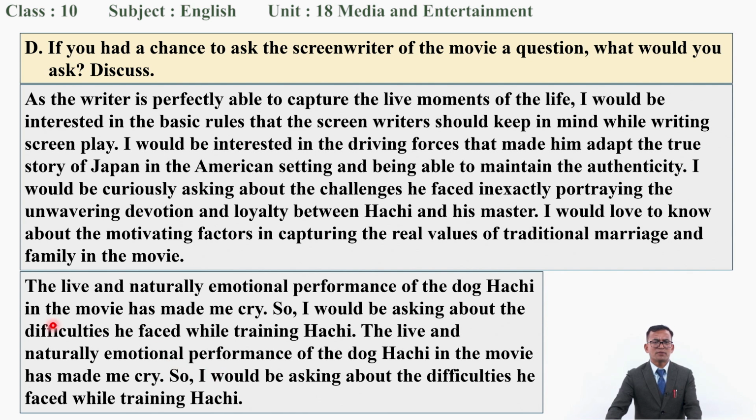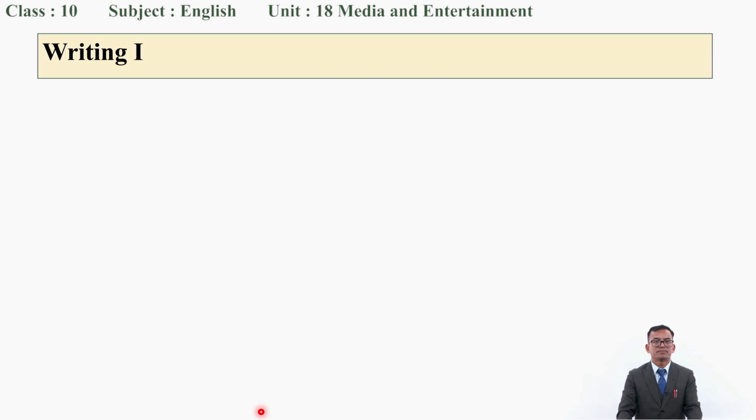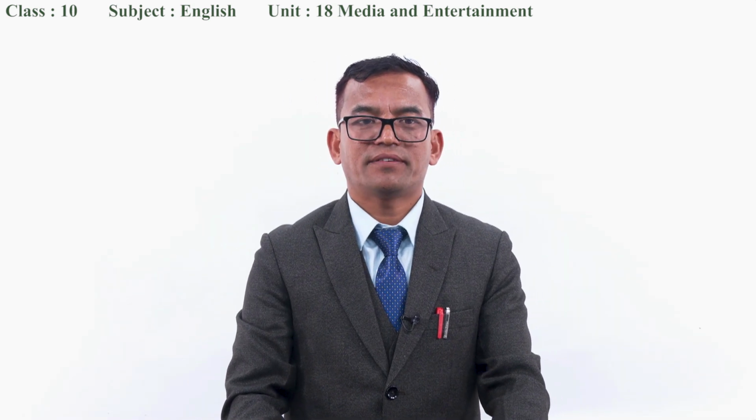And I have another important part mentioned over here: the live and naturally emotional performance of the dog Hachi in the movie has made me cry. When I watched the movie, I cried. So I would be asking about the difficulties he faced while training Hachi. So I'll be asking that, yeah. The difficulties he has faced. All right, so the questions vary, right? Okay, the answers vary.